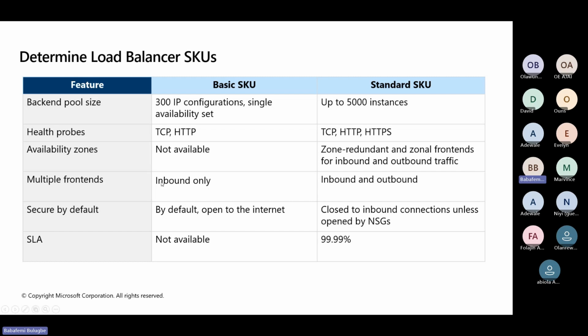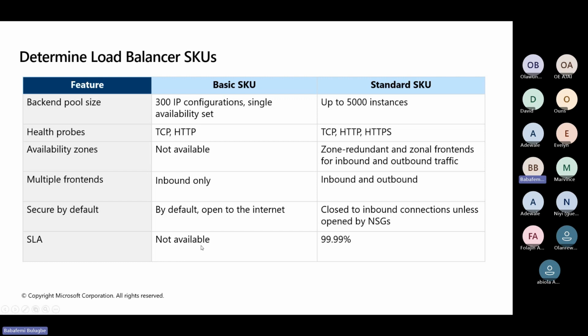So that means traffic can come in multiple ways, but can only go out from one particular front end way. Secure by default: by default it is open to the internet, so you need to set up maybe an NSG to close it up. But by default this is closed, unless you open up the NSG. So you need to create an additional rule to open up the connection. But this one, by default, is open.